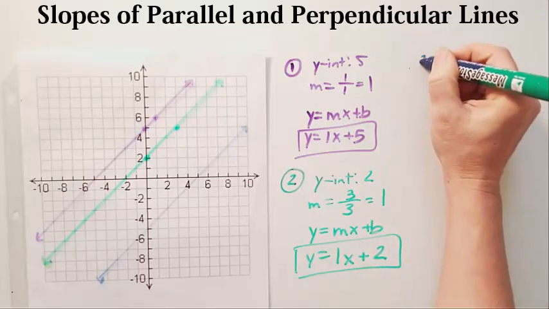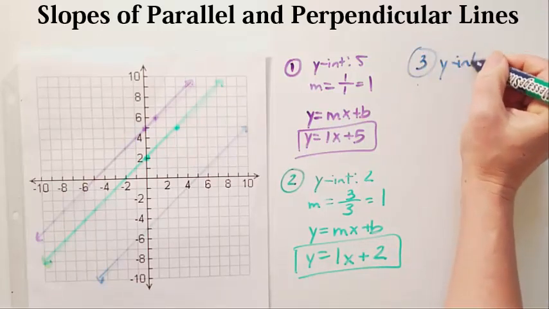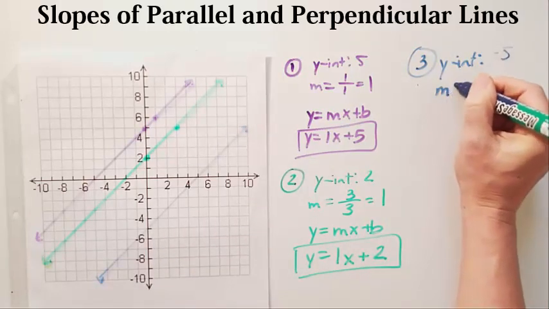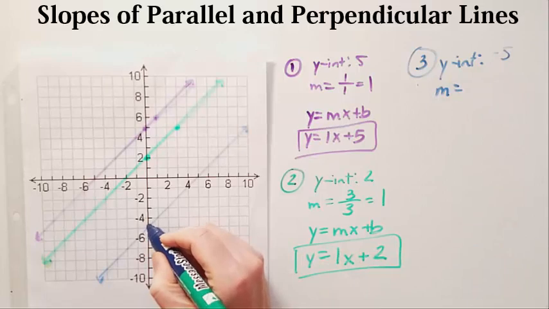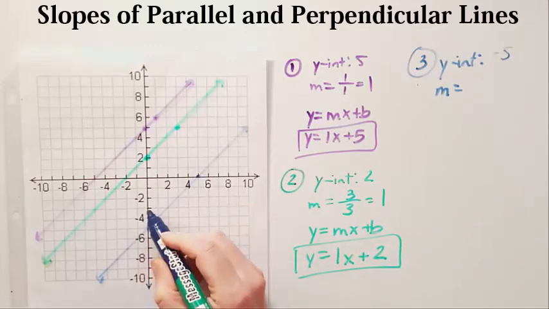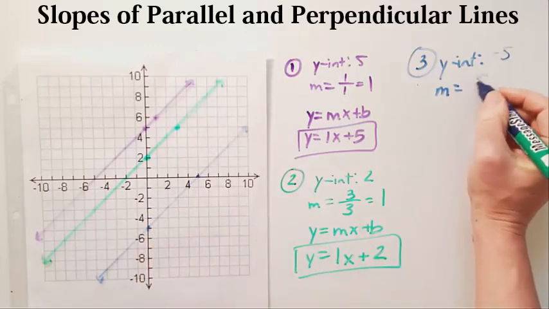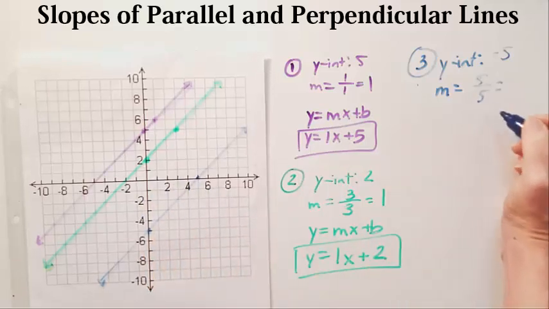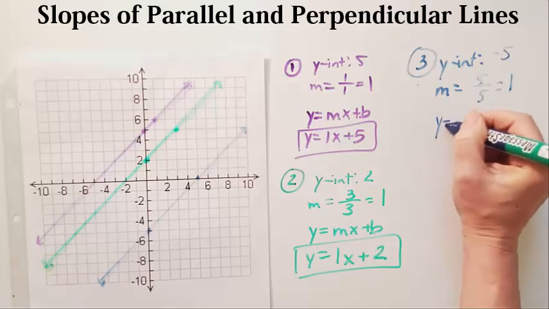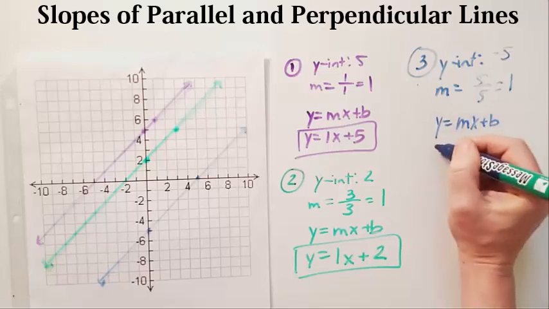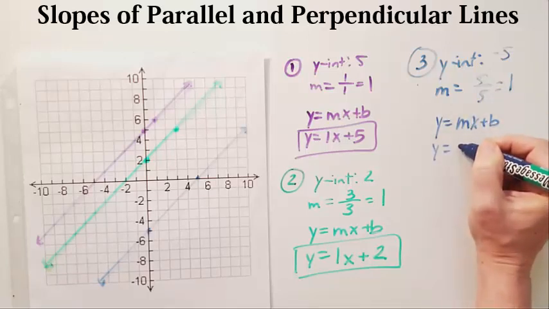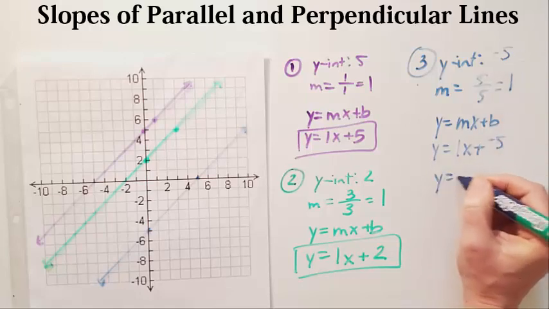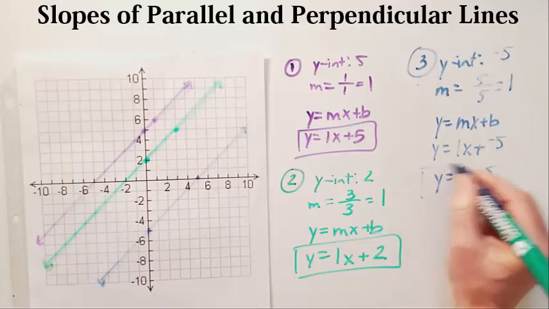Now let's take a look at the blue line. My y-intercept is where I cross the y-axis. I see that it crosses at -5. My slope, how do I get from here to here? I went up 5 and over 5. 5 over 5 simplifies down to 1. So y equals mx plus b is the equation of a line. M is 1, so I have 1x plus my b is a -5. So y equals 1x minus 5 is my equation of a line.